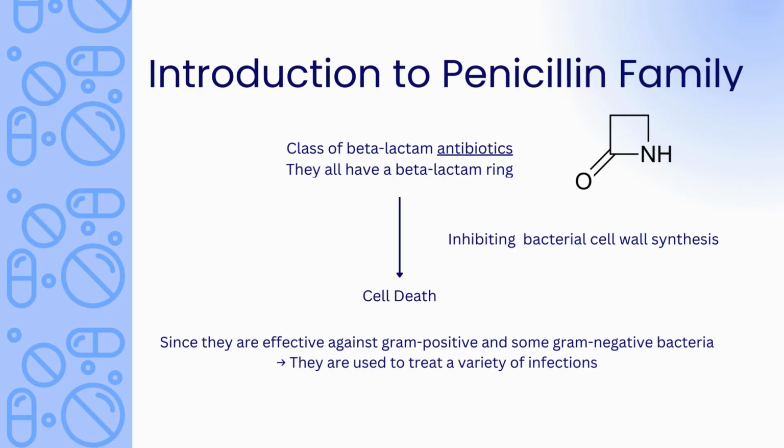To start, let's define what penicillins are. Penicillins are a class of antibiotics characterized by a unique structure called the beta-lactam ring. This structure is crucial for their function. How do they work? Penicillins inhibit the synthesis of bacterial cell walls, ultimately leading to the death of the bacteria.